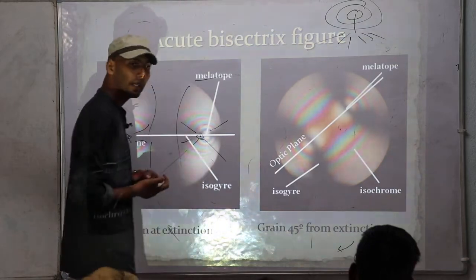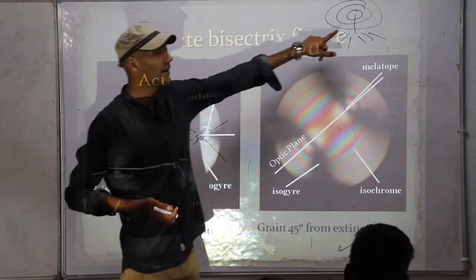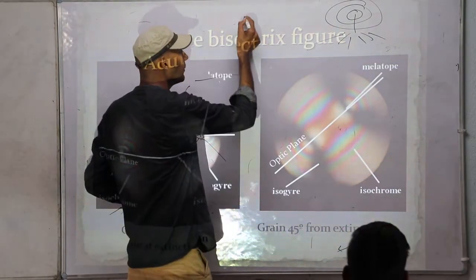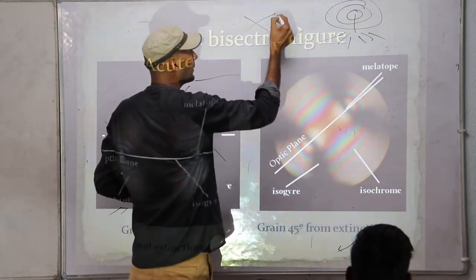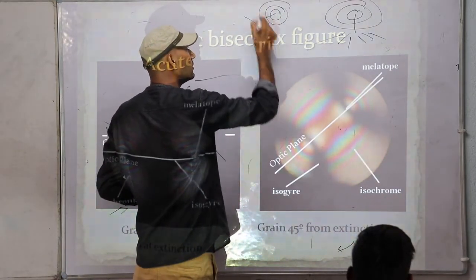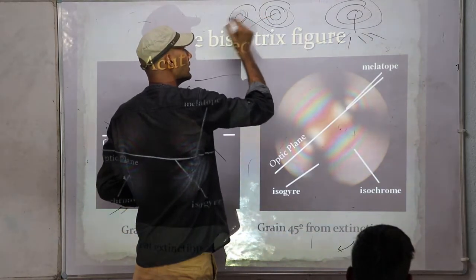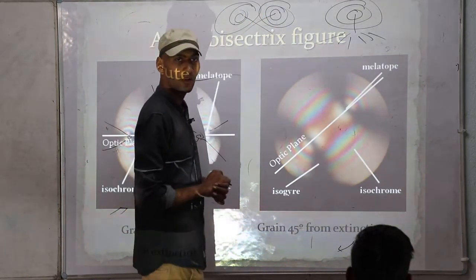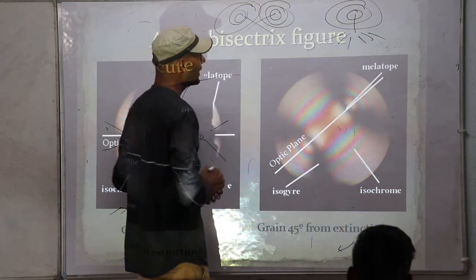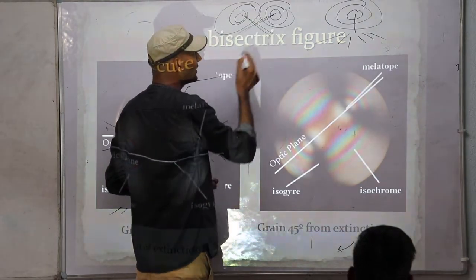So here there are two optic axes. This is for one optic axis. Here there are two optic axes. So what happens? Here they should produce circular isochromes. But what happens? There are two optic axes.